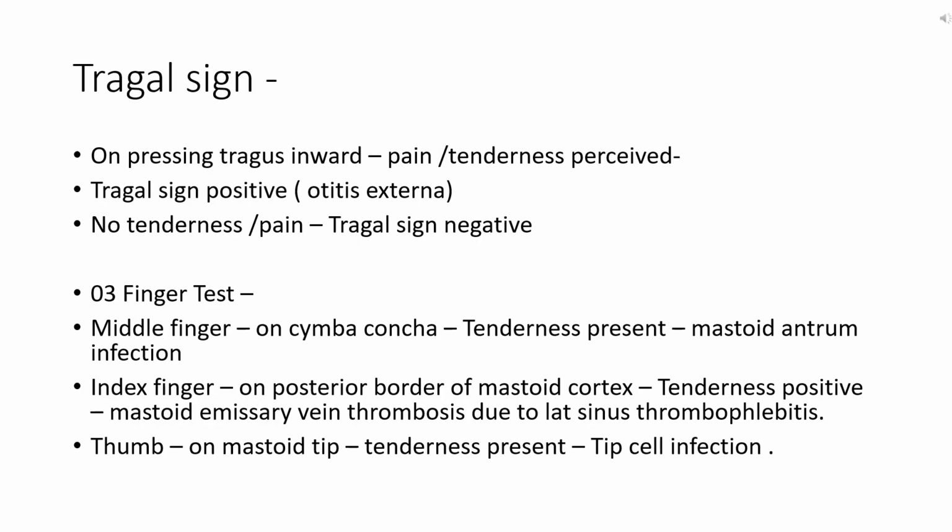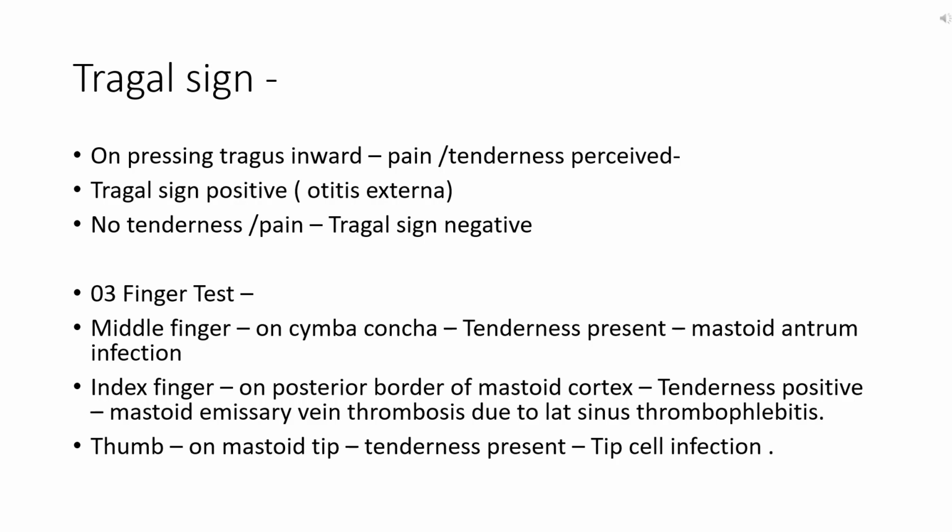Coming to the few important tests that are part of the routine ear examination. The first is the tragal sign. So basically, what is the tragal sign? On pressing the tragus inward, there will be presence of pain and tenderness. And if the tragal sign is positive, it indicates otitis externa. And if there is no tenderness or pain, the tragal sign will be negative.